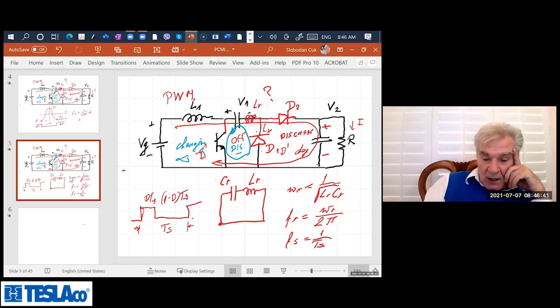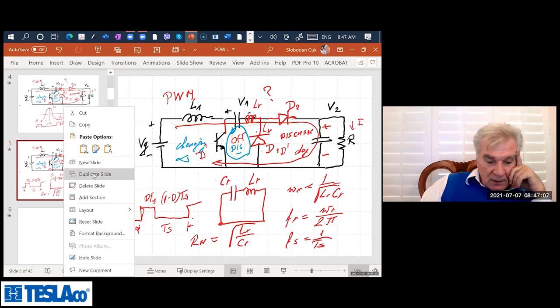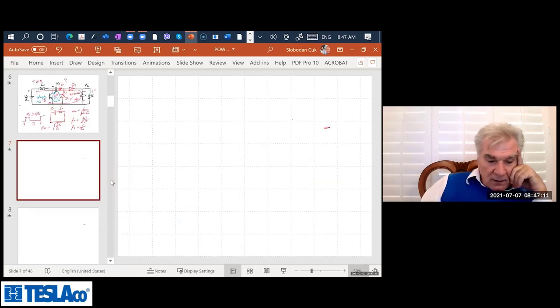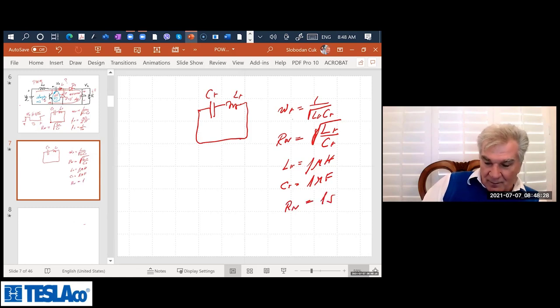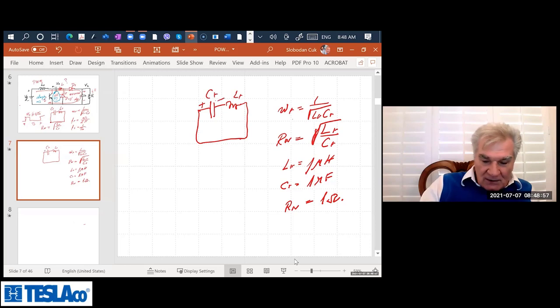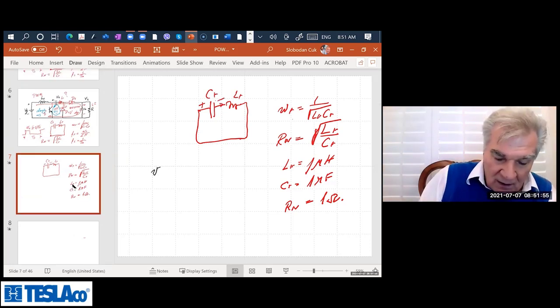And as I mentioned in a previous discussion, now we have to talk about natural impedance, which is the square root of the LR over CR ratio. So the next one, let me just copy this. Now we have this circuit. Natural impedance is the square root of LR over CR. Now we have this, and what has happened here? The voltage VR on the resonant capacitor is, and this current is IR.